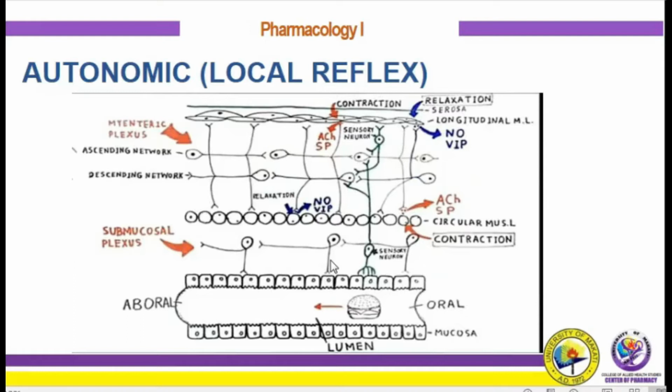So for example, when you eat a burger or a hamburger and a bolus has reached the small intestine, a bolus is a soft mass of chewed food. So from here sa mouth or oral, the bolus will travel toward the aboral part. Then in the intestine, the bolus distends and stretches the intestinal smooth muscles.